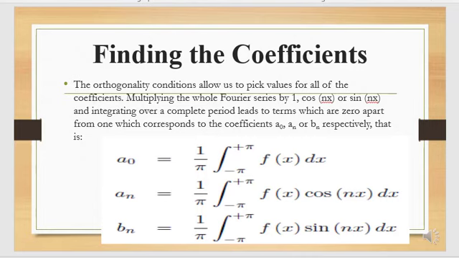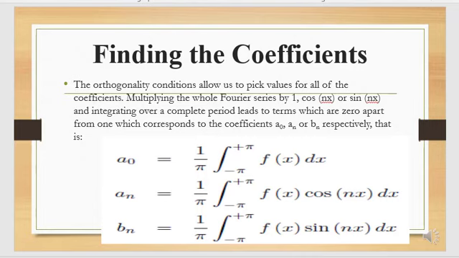Here we will find some coefficients which will be used in the Fourier series. The orthogonality condition allows us to pick values for all the coefficients. Multiplying the whole Fourier series by 1, cos nx or sin nx and integrating over a region leaves terms which are 0 apart from one, which corresponds to the coefficients a0, an and bn respectively. So you can write the coefficients a0, an and bn. We can define these coefficients.